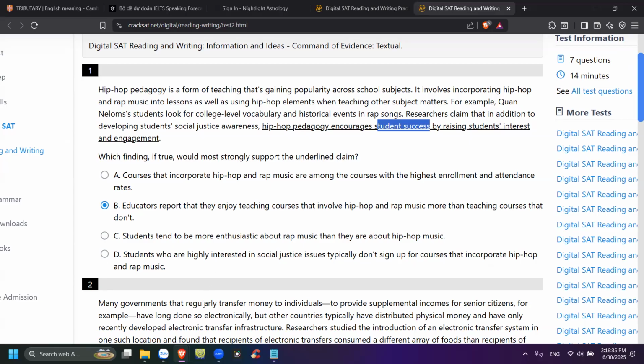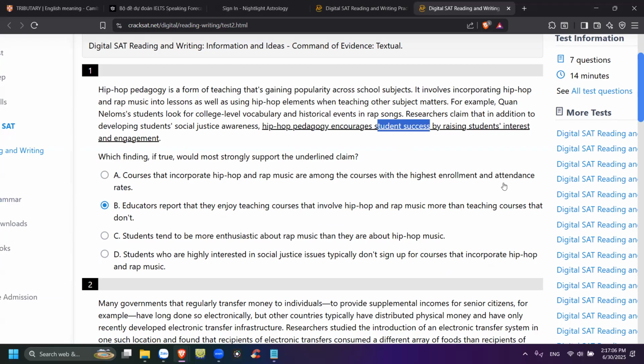D surely not, right? B is the opposite, and C is not quite, it's not related, because basically they don't compare between rap and hip hop. You just B for now, I think. Okay, it sounds like that.